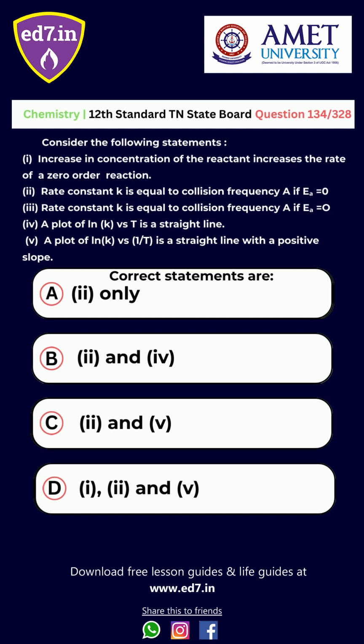4. A plot of log K versus T is a straight line. 5. A plot of log K versus 1 by T is a straight line with a positive slope. Correct statements are option A, 2 only, option B, 2 and 4, option C, 2 and 5, option D, 1, 2 and 5. The correct option is option A, 2 only.